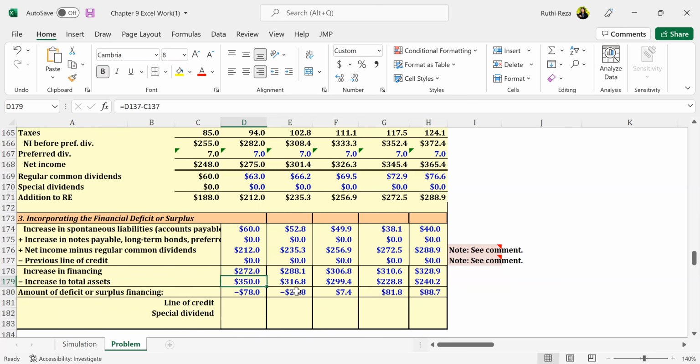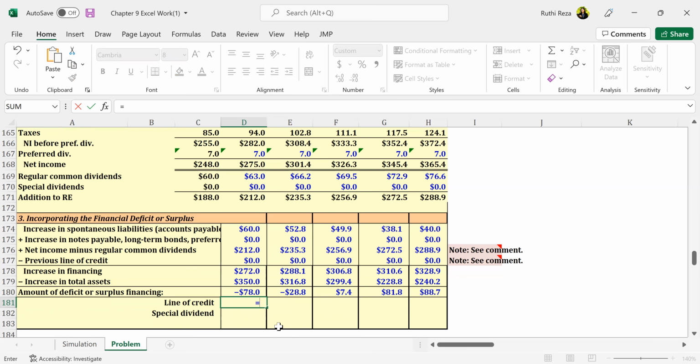in the year 2022, the increase in your total assets is 350, and then you just added additional financing of 200. Your financing increased by 272. So to just meet your current sales growth, and thereby your investment in total assets, you still need to add up $78 million more in your additional financing. So you're going to get that amount through line of credit. Now, if you have additional financing, then you're going to actually pay a special dividend.